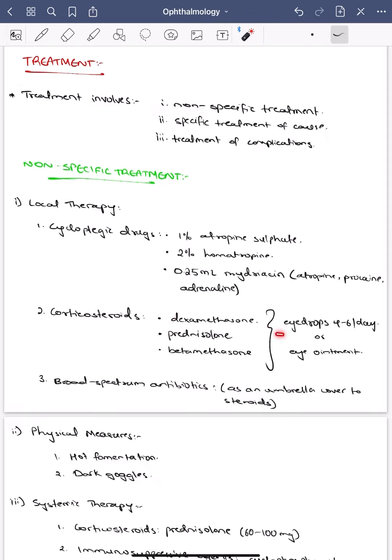These are given as eye drops 4 to 6 times a day or as an eye ointment. So corticosteroids, why? Because it is an anti-inflammatory. Because uveitis is an inflammatory process. To suppress inflammation, we give corticosteroids. So again, dexamethasone, prednisolone, and betamethasone. Third, broad spectrum antibiotics may be given as an umbrella cover to the steroids.